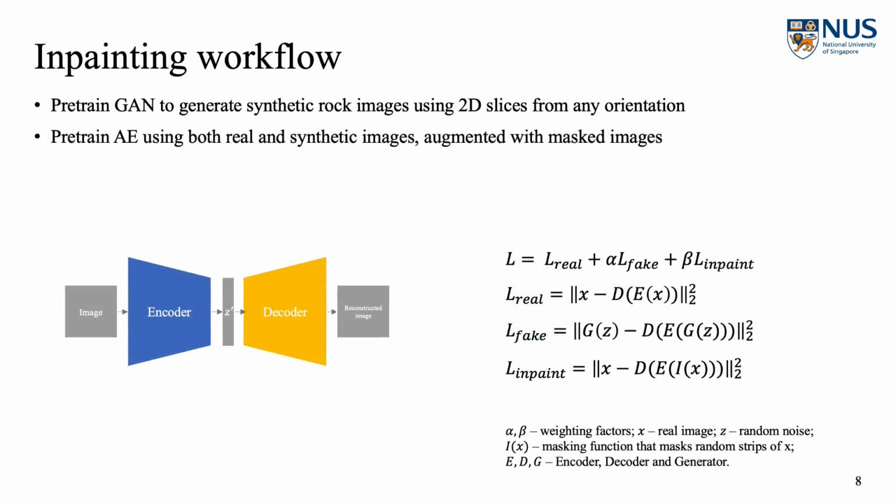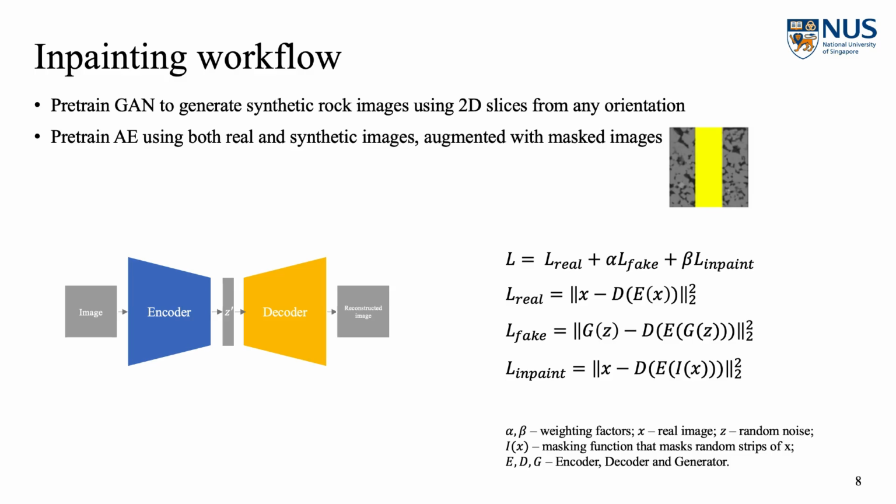Next, an autoencoder is trained using real images, synthetic images given by the generator of the GAN, and masked images. Note that masked images are real images with random stripes masked with zeros. An autoencoder is composed of an encoder and a decoder. The encoder compresses input images to a lower dimensional hidden space Z', and then the decoder will restore the image from the hidden space. The loss function has three parts.